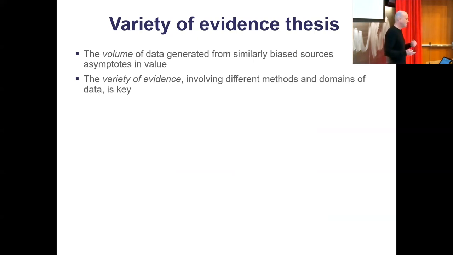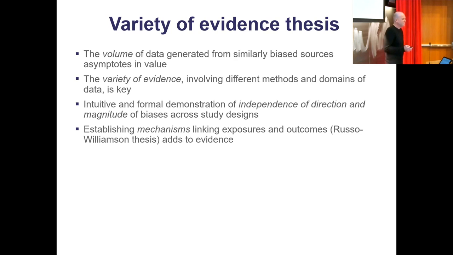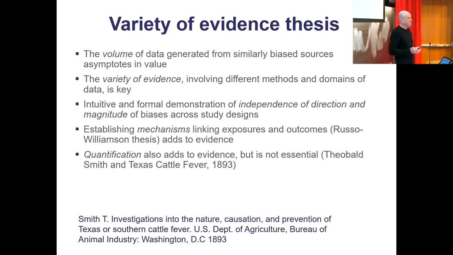So the variety of evidence thesis suggests that you involve different methods and domains of data. That is what is key. And that you need the intuitive and formal demonstration of the independence of direction and magnitude of biases across study designs. This is something I will move on to. But what really strengthens evidence is when the evidence sources are different, using different methods, and the biases would be different. And establishing mechanisms, looking at exposures and outcomes, sometimes known as the Russo-Williamson thesis, adds to this evidence. And obviously quantification also adds to the evidence, but is not essential.